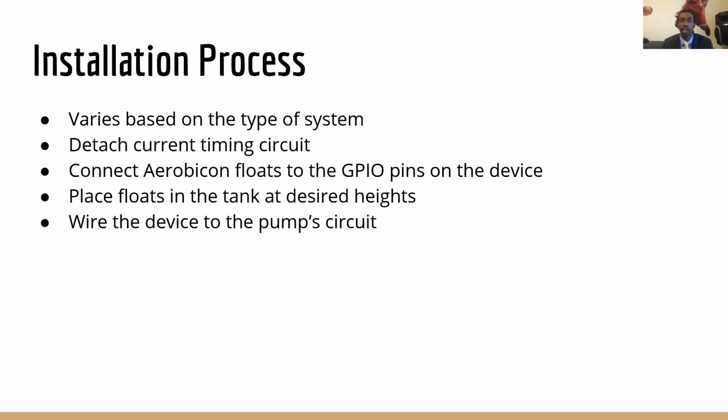Installation process, it varies based on your type of system. So you have your new system or your pre-existing system, which would have connected tank floats, disconnected tank floats, or mixed tank floats. You would detach your current timing circuit and connect the Aerobicon floats to the general input output pins on your device. And you place your floats in the tank at your desired height, and you wire them to the pump circuit. You would switch the power on and test and make sure everything is running smoothly.